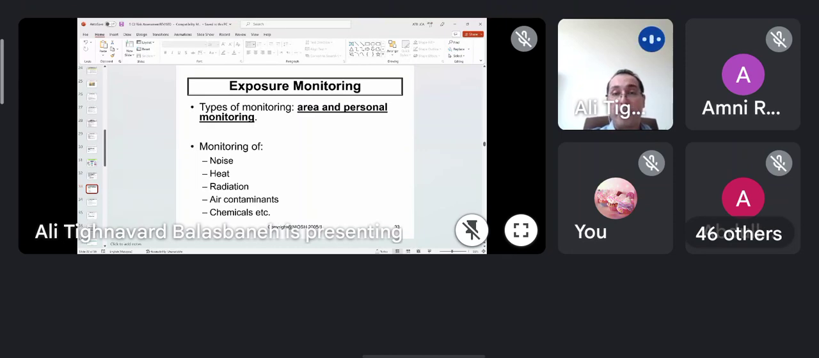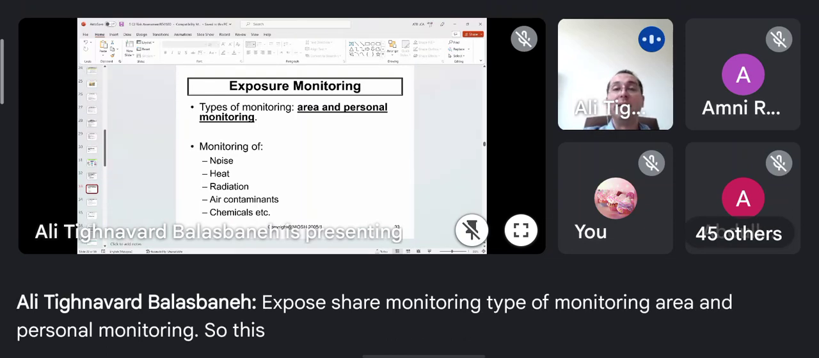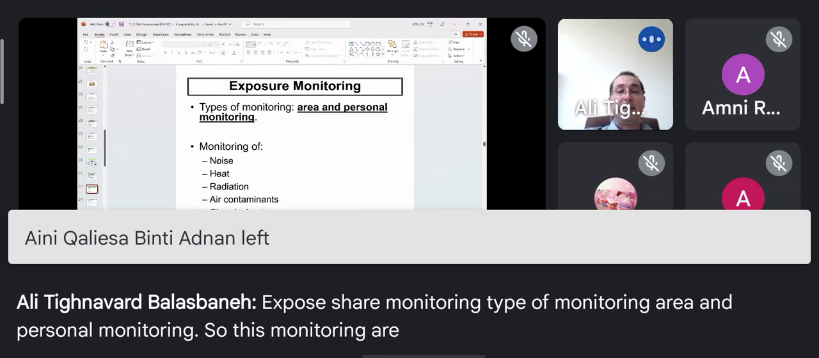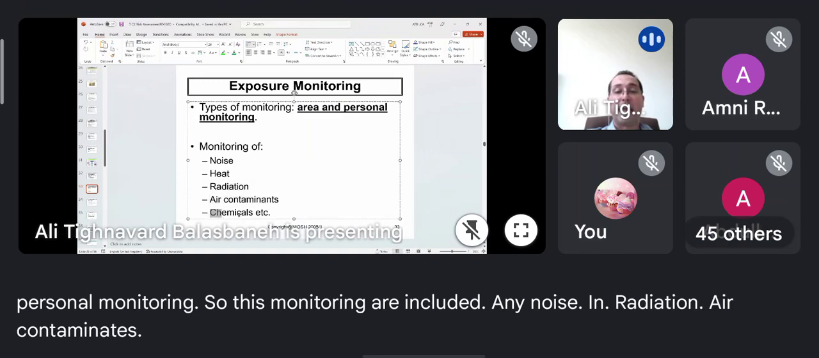Monitoring has types: area monitoring and personal monitoring. So this monitoring includes noise, heat, radiation, air contaminants, and chemicals.